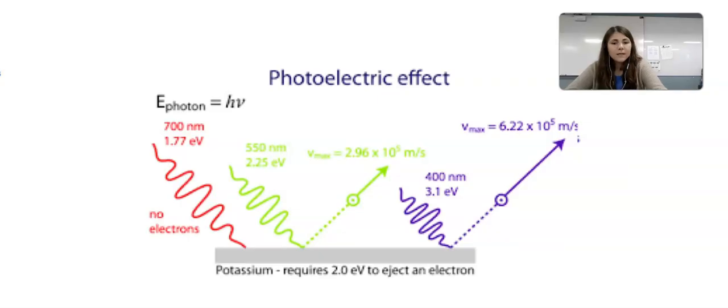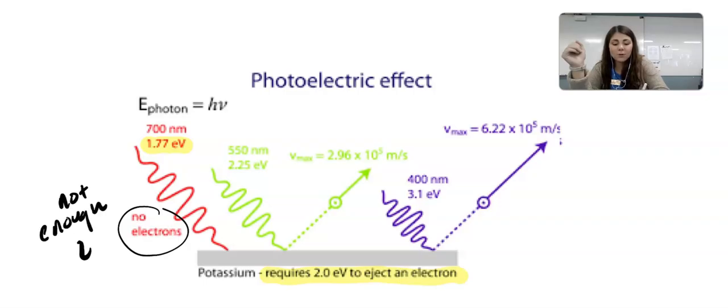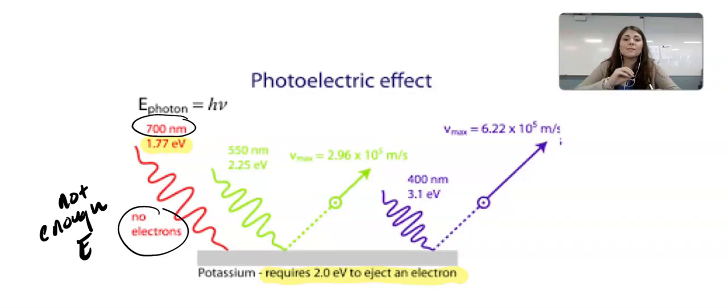Looking at the bottom, it tells us that potassium requires 2 eV to eject an electron. Looking at all three of these photons, the red one only reaches 1.77 eV rather than the required 2. So here, no electrons are going to be emitted because there was not enough energy. And there wasn't enough energy because look at the wavelength. The wavelength was 700 nanometers. Okay, the higher the wavelength, the lower the frequency.